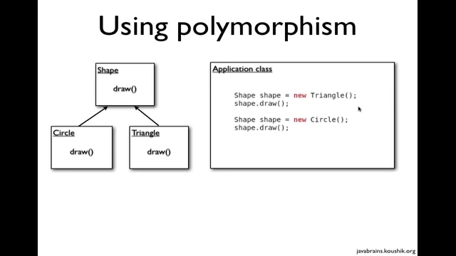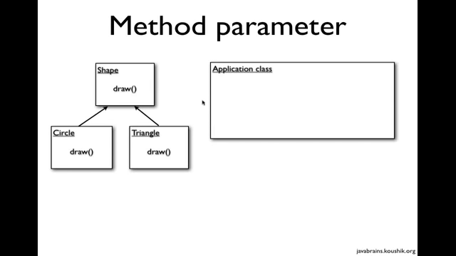So what we'll do next is, instead of having the code hard-coded, I'm going to write a method called myDrawMethod, and this is going to take shape as a parameter. Now this shape could be anything. It could be a circle or it could be a triangle. Now this method does not know. All that this method does is it just calls the shape.draw.